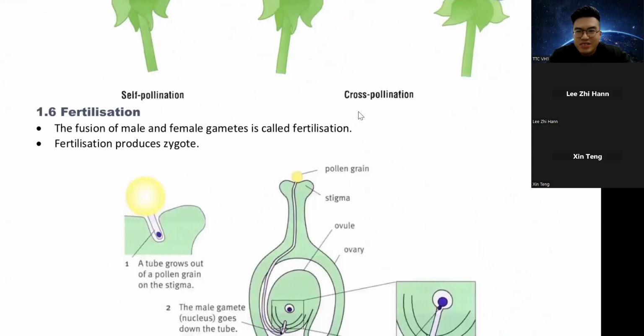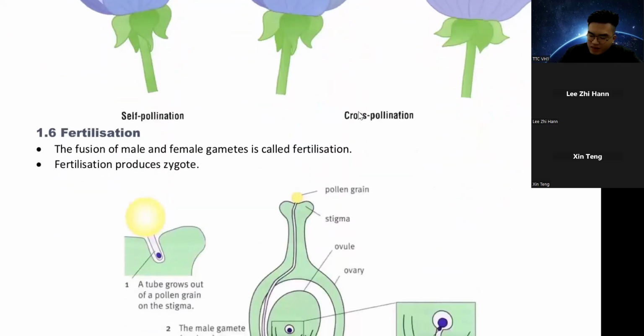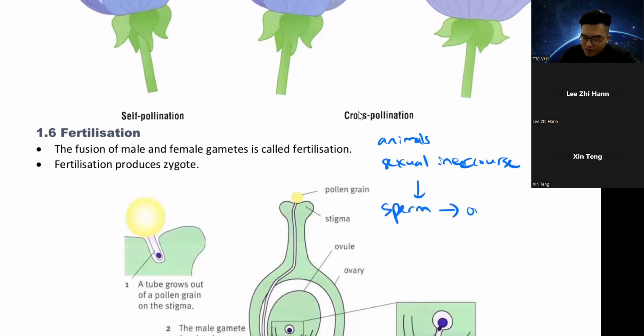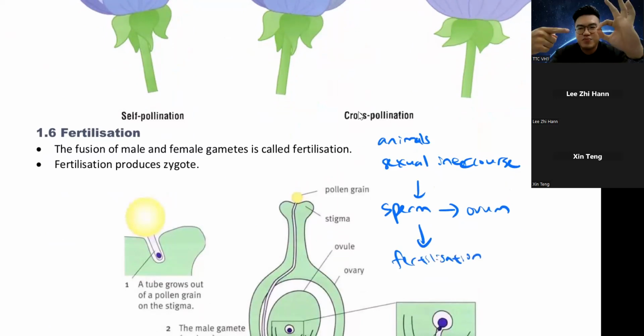Okay, shall we go to the next one? Next one is fertilization. Let's talk about humans first. Okay, animals. What do we do? We first have sexual intercourse. That means have sex. So now the sperm will go and find the ovum, and this process is called fertilization. When sperm and ovum combine, it's called fertilization.